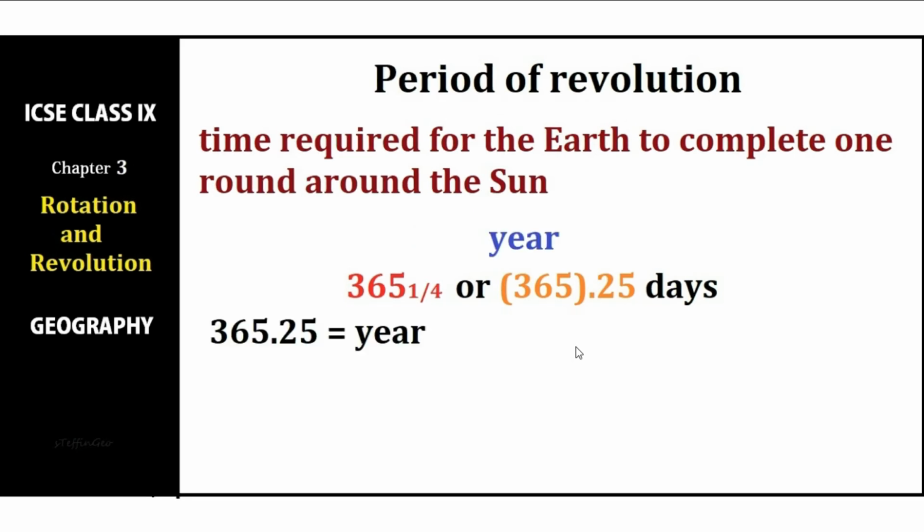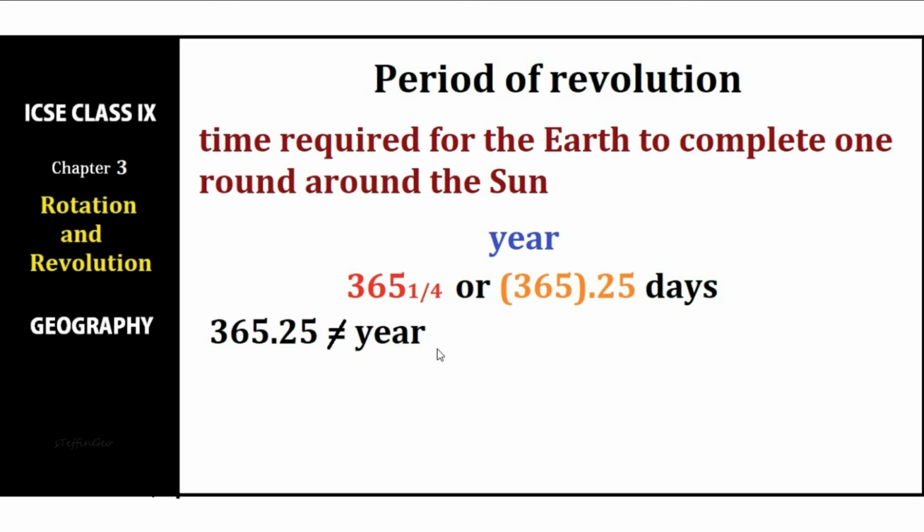But there's a problem: we cannot use this sidereal year every time. If you see a calendar, we have only 365 days. We don't have 365.25 days. So if we go for taking the sidereal year, or 365.25 for calculation, it will make a lot of confusion.